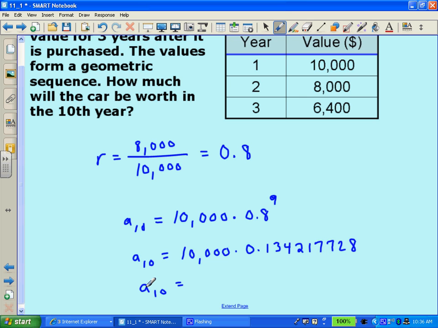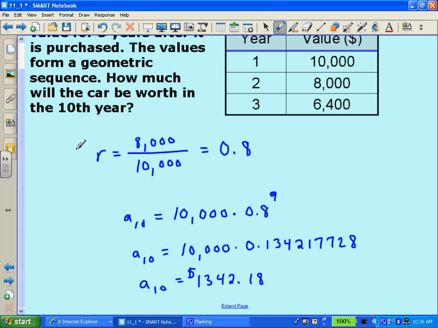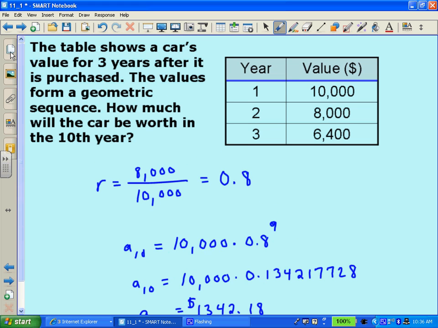And then, all I want to do next is times that by 10,000. And when I do that, I get 1342.18 if I round it, and I want to because I'm talking about dollars and cents. So after 10 years, my car that I bought for $10,000 is worth $1,342.18.